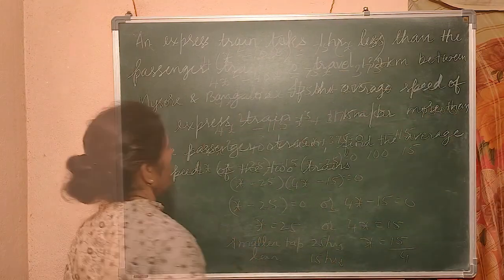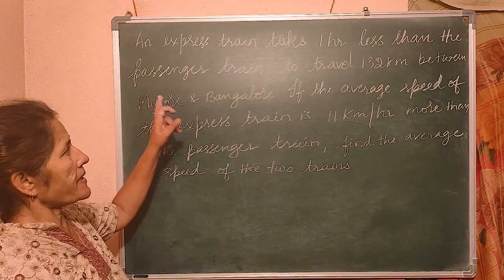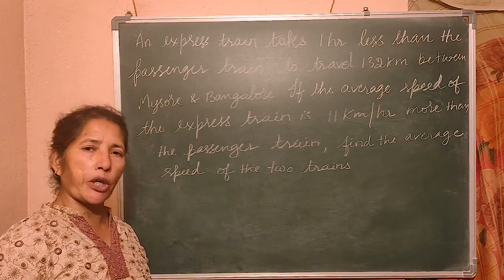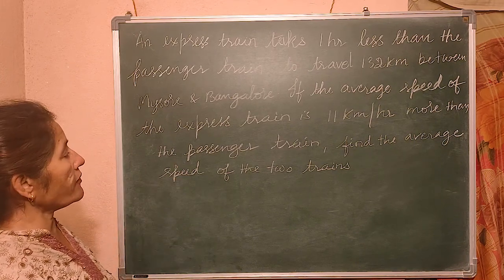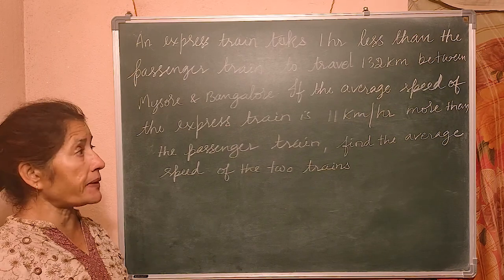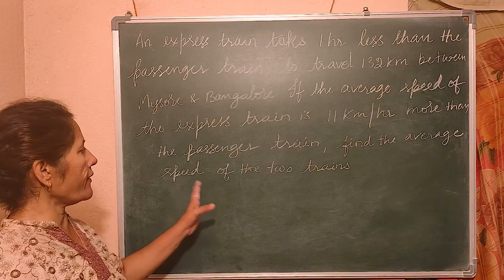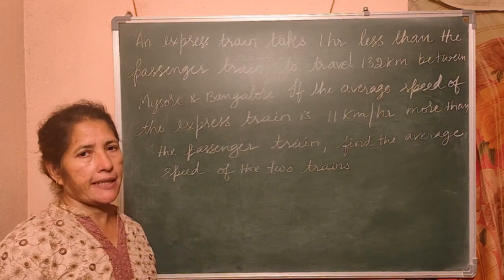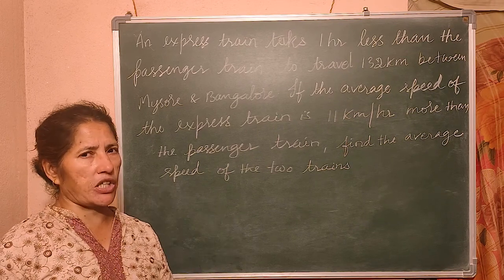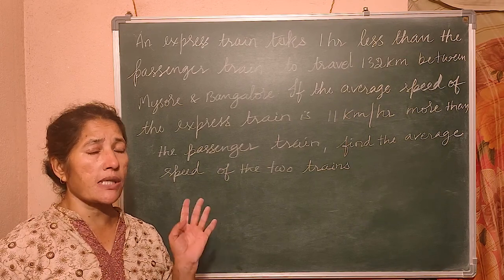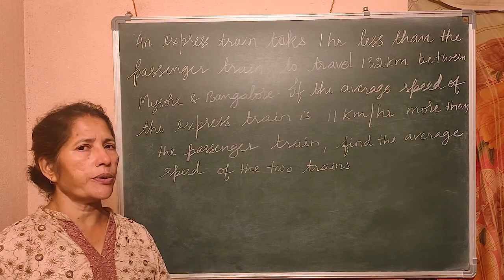An express train takes 1 hour less than the passenger train to travel 132 km between Mysore and Bangalore. If the average speed of the express train is 11 km per hour more than the passenger train, find the average speed of the two trains. So there are two trains, express train and passenger train. You know the passenger train always moves slower than the express train. So what should we do?